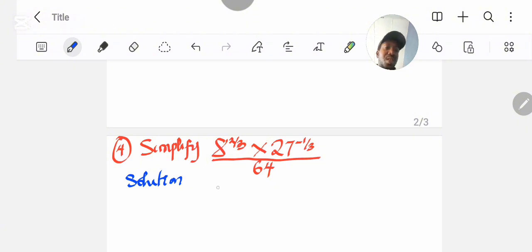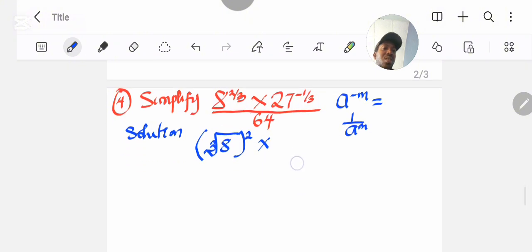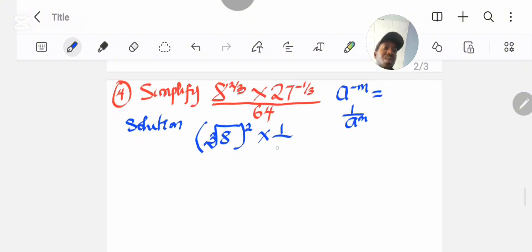All right, so the next question asks us to simplify this easily. Dealing with 8 raised to power 2 over 3, you know that this is equal to cube root of 8 raised to power 2. From the fact that this denominator comes to the root side, then these two remain. This one now, there is a law that says if you have a raised to power minus m, it is equal to 1 over a raised to power m. So that means 27 raised to power minus 1 over 3 is going to become 1 over 27 raised to power 1 over 3, all divided by 64.